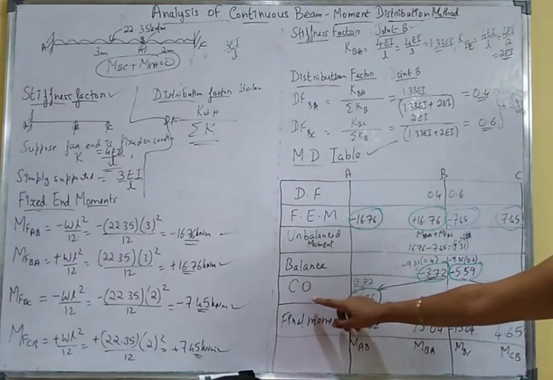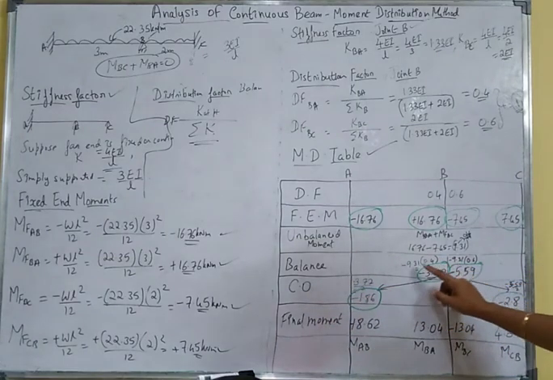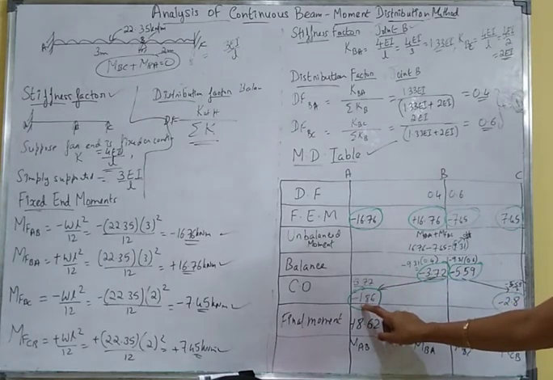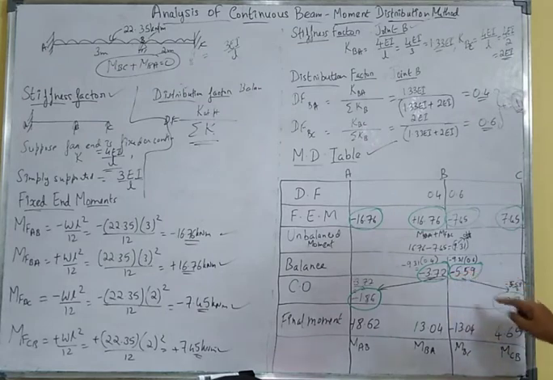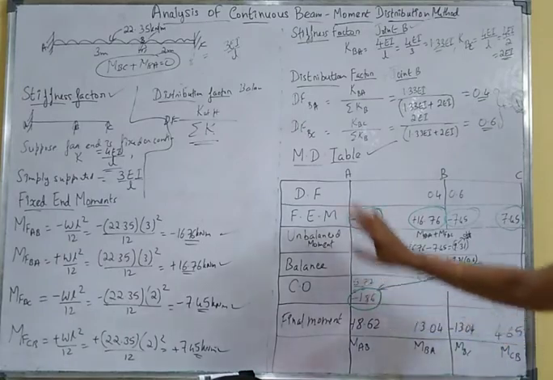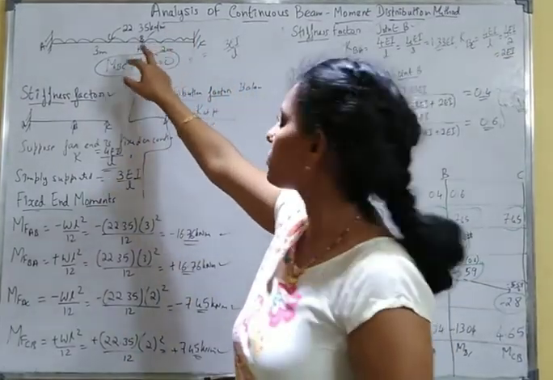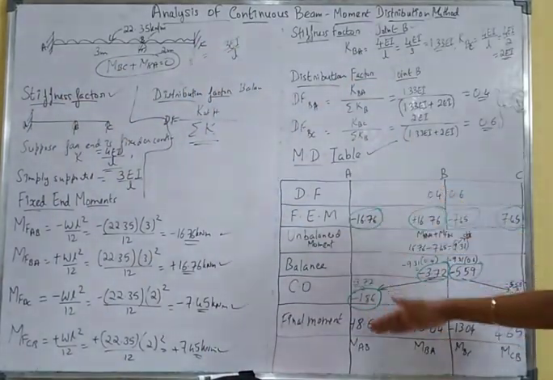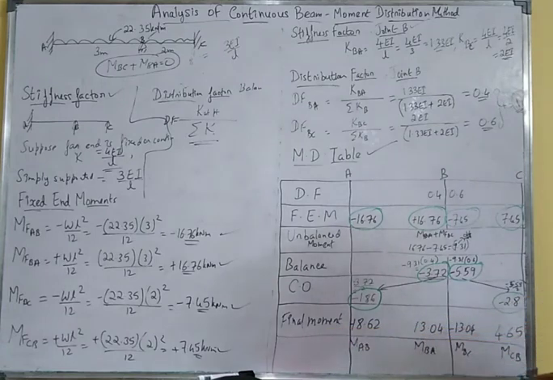Next you have to get the carryover. Carryover is nothing but half of this balance. So minus 3.72 divided by 2, that is nothing but minus 1.86. Here minus 5.59 divided by 2, that is nothing but minus 2.8. That carryover is carried to the far end moment of the joint. Suppose B is a joint, you have to consider A and C. Once that is done, do the summation, you will get the final moment. Suppose there is any other carryover left in joint B, you have to continue the iteration, otherwise stop it and just find the final moment.